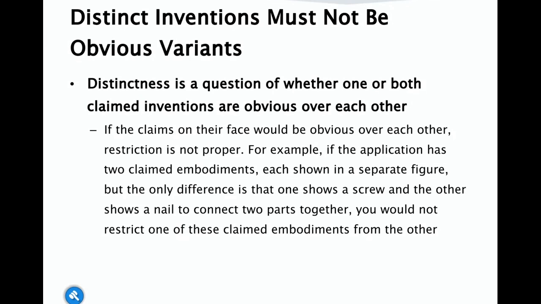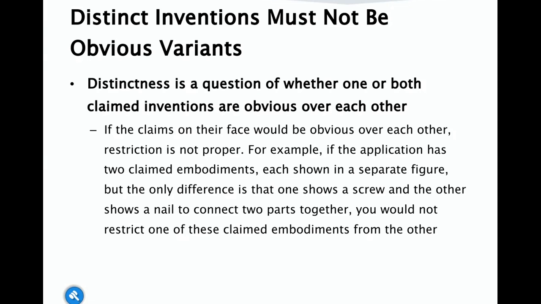For inventions to be distinct or unconnected in terms of design, operation, or effect, one invention must not be an obvious variation of another. Consider an application with two sets of claims to connectors. Each claim set corresponds to a different disclosed embodiment illustrated by separate figures. Assume that the embodiments differ only in the type of connector used, in this case, a screw and a nail. Are the nail and the screw connected in terms of design, operation, and effect? Or do they differ in terms of design, operation, or effect?